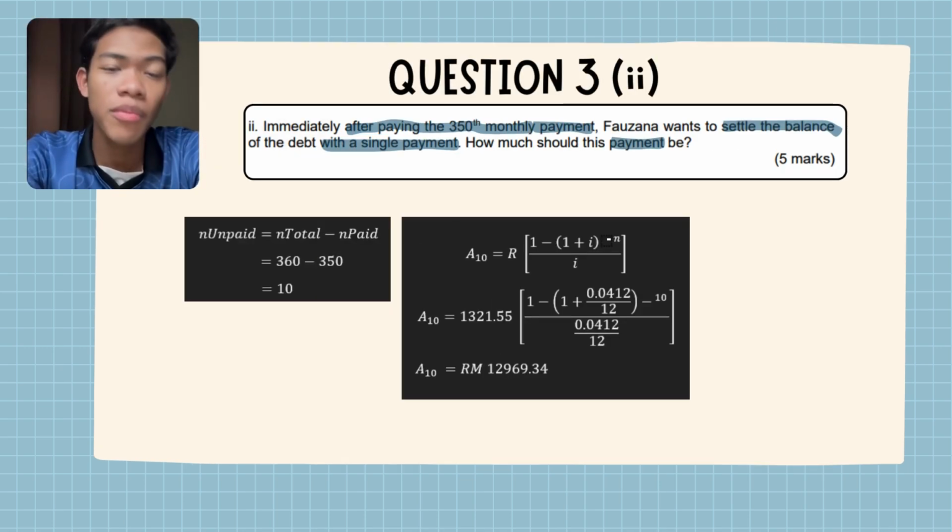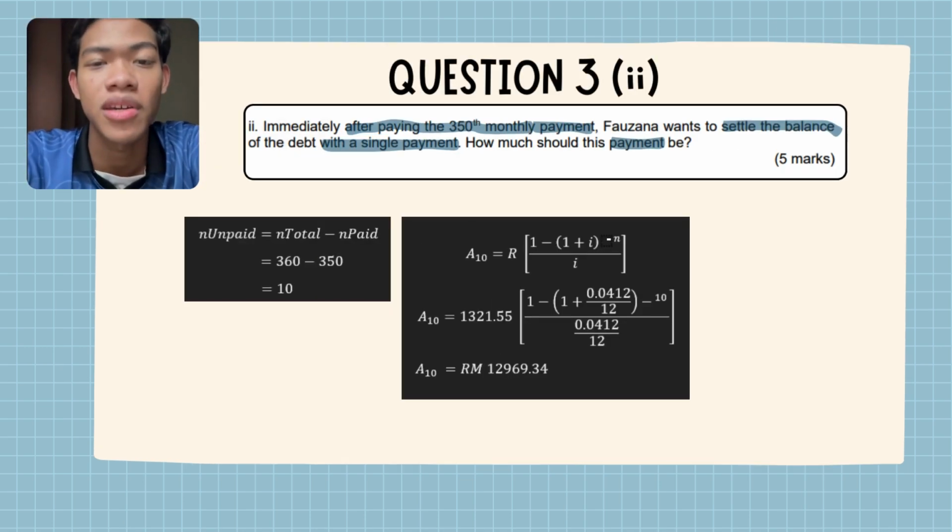For question 2 Roman, extract the important content from the question first. The question says after the 350th monthly payment, Fauzana wants to settle the current balance of the debt with a single payment. So the keyword from the question is 350. We need to use the formula n unpaid equal to n total minus n paid. For n total is 360 and for n paid is 350. Where we get the 360 from is from the n, because 12 multiplied by 30. So we will get 360. So 360 minus 350 will get 10.